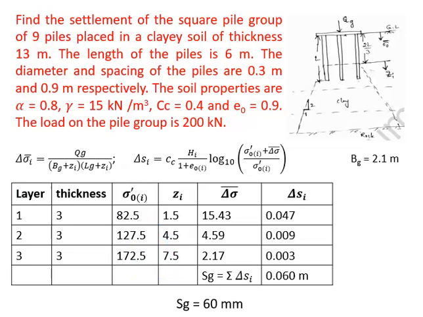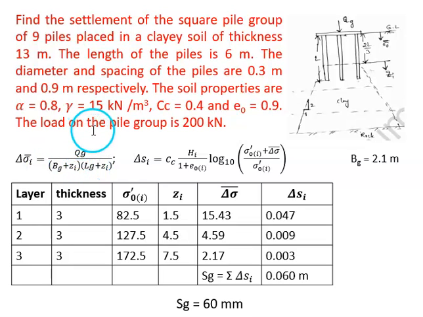Then to estimate the increase in stress, we have to consider the depth from the base of the footing. So from the base of the footing to the center of first layer it is 1.5 meter. For the second layer it is 4.5 meter. And for the third layer, that is from the base of the footing to the center of third layer, it is 7.5 meter.